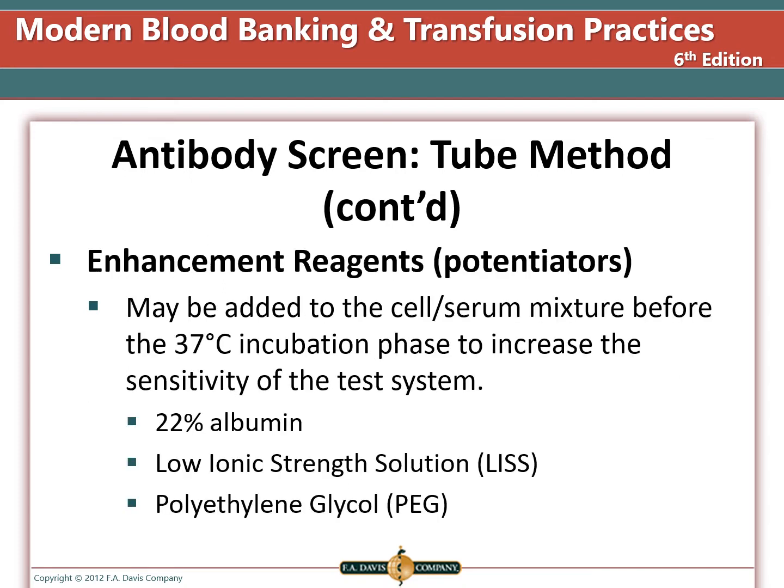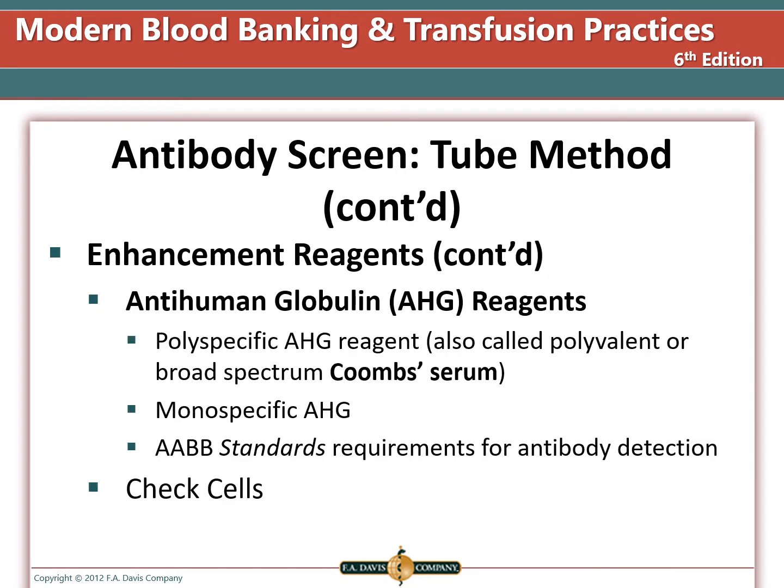Enhancement media is usually added before the 37 degrees Celsius incubation phase to increase the sensitivity of the test system. These include 22% albumin, low ionic strength saline, and polyethylene glycol. The anti-human globulin reagents are either monospecific AHG or polyspecific AHG. The AABB standards set requirements for antibody detection. Check cells must be added to all negative AHG results and it must be positive or the test is invalid.